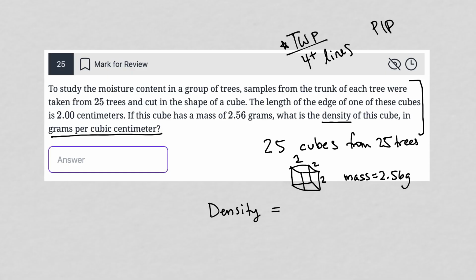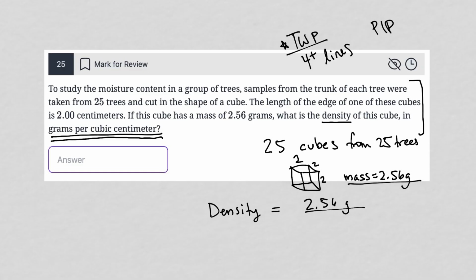is equal to some formula, and I'm going to tell you what that is in a second, but I just want to point out the fact that even if you didn't remember, even if you didn't know the density formula, the question tells you that the answer you're looking for has the units of grams per cubic centimeter. So remember, we have grams, so I'm going to put 2.56 grams in my numerator because that's what I know. And then how about cubic centimeters?